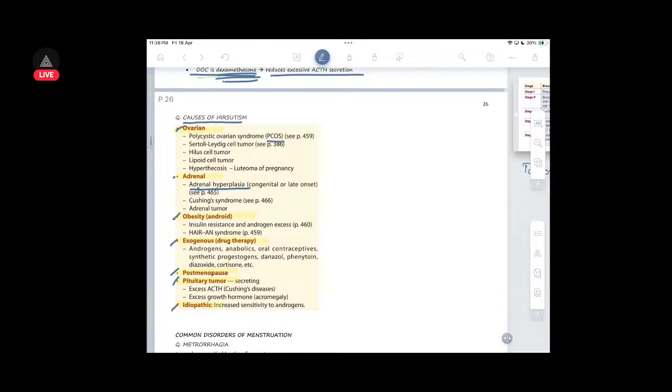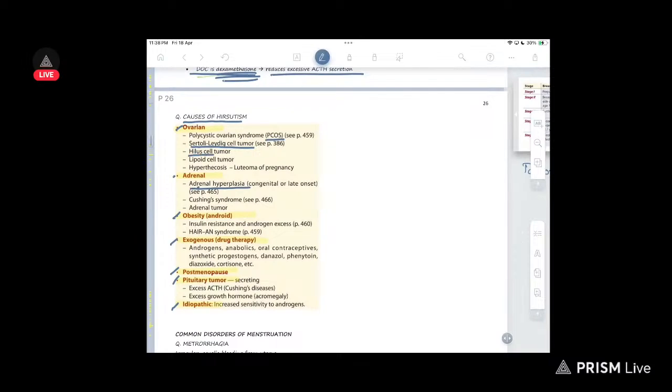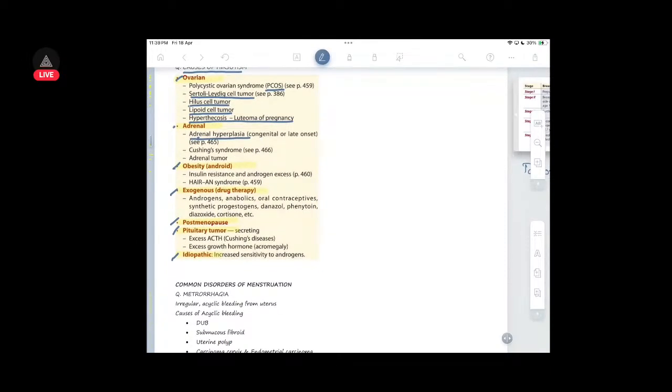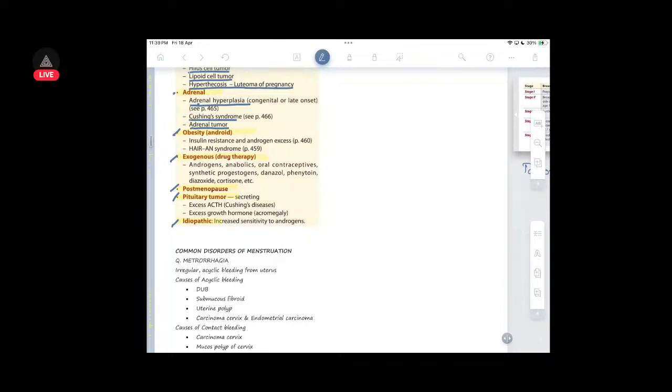Ovarian, you have PCOS, and you have Sertoli-Leydig cell tumor, hilus cell tumor, lipoid cell tumor, and hypertrichosis leading to luteoma of pregnancy. Adrenal, you will have Cushing syndrome and adrenal tumor. Obesity of the android variety, you will have insulin resistance and androgen excess, and HAIR-AN syndrome.